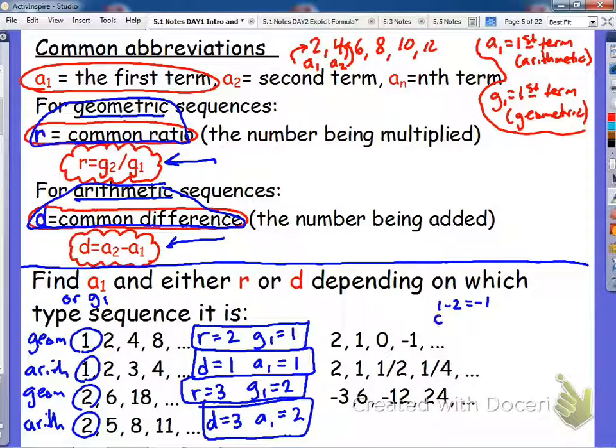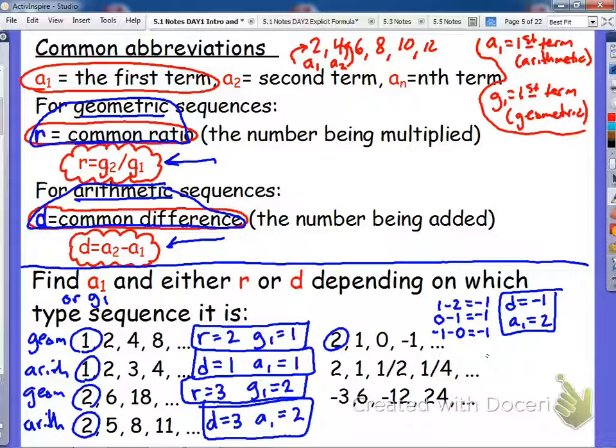How about 0 minus 1? What is that? Negative 1. What about negative 1 minus 0? It's negative 1. So what does that tell us that the common difference is going to be? Negative 1. Now what is the very first term that's listed here? 2. So A subscript 1 is 2. That's the first example. Now let's look at this next one.